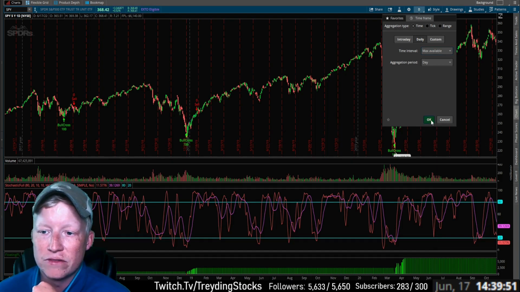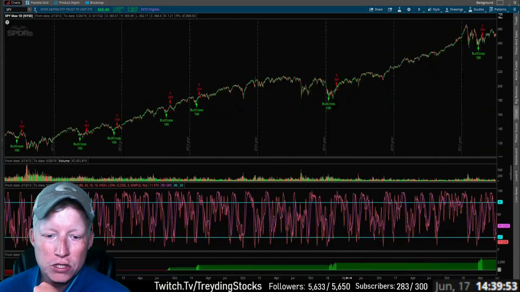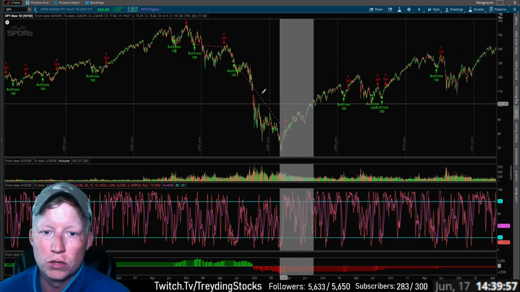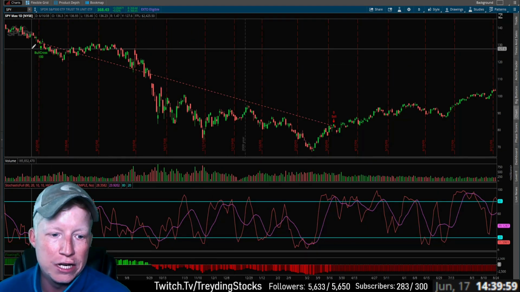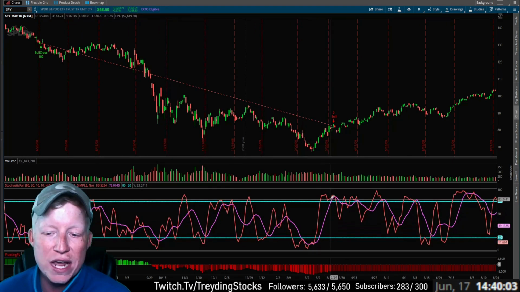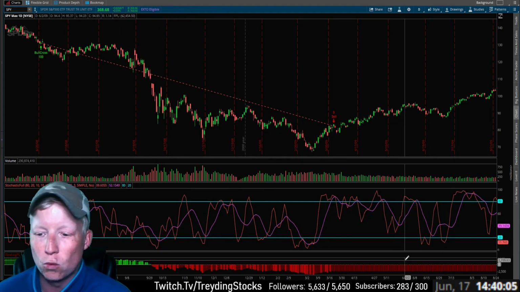Let's look at max available. And let's go ahead and scroll. Okay, well, you don't expect anything to always work, but it certainly did not work here. Bought never quite got to oversold until all the way down here. So that didn't work very well there.